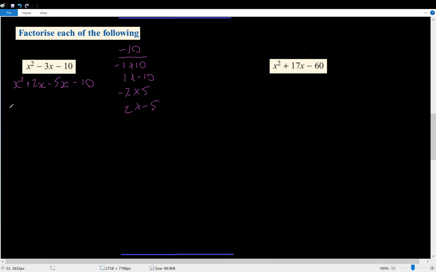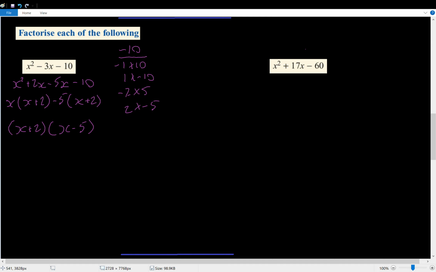Now we're going to factorize this. From the first pair, the highest common factor is x, so we get x times x plus 2. Now from the second pair, the highest common factor is going to be minus 5. And then inside of brackets, we're going to have x plus 2, which means we have x plus 2 times x minus 5. And that's that expression fully factorized.